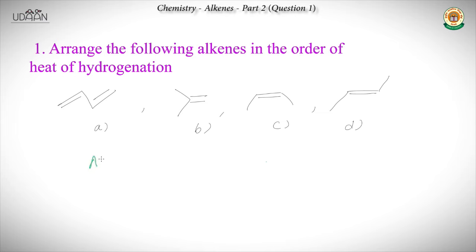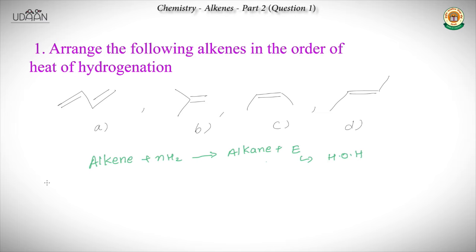Whenever for an alkene you add hydrogen, then you get an alkane and energy is released in this process. Now this energy released is called the heat of hydrogenation, say HOH.